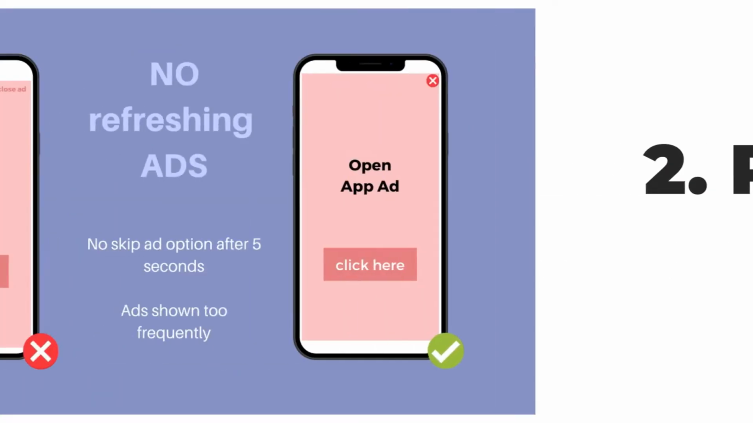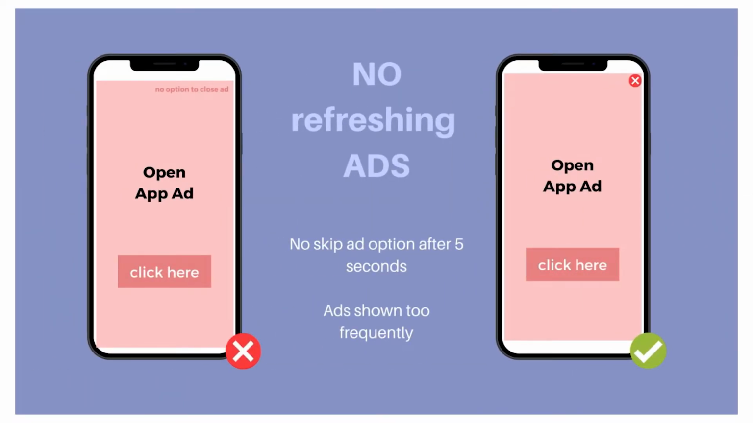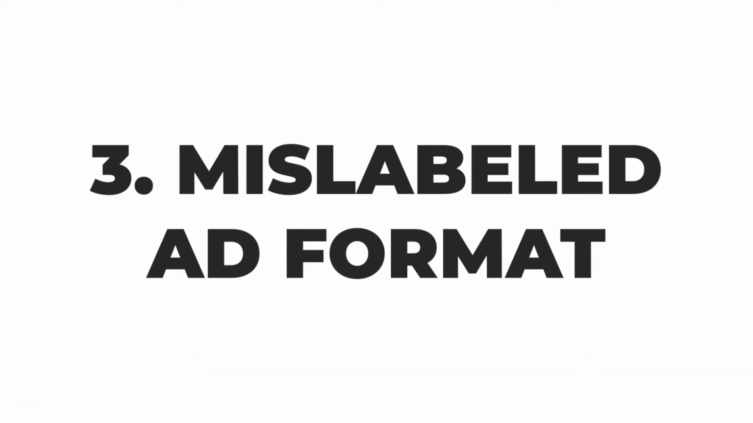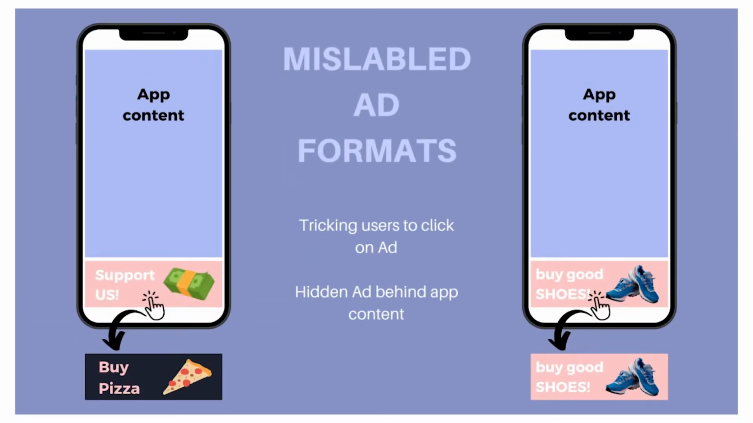Second, refreshing ads. Your ad should be refreshed only after 5 to 15 seconds, and unskippable ads are only for rewarded ads, which have limits of 30 seconds. Third, mislabeled ad format. After clicking on an ad, if the user is redirected to another website instead of the ad shown, it violates the policy of Google.